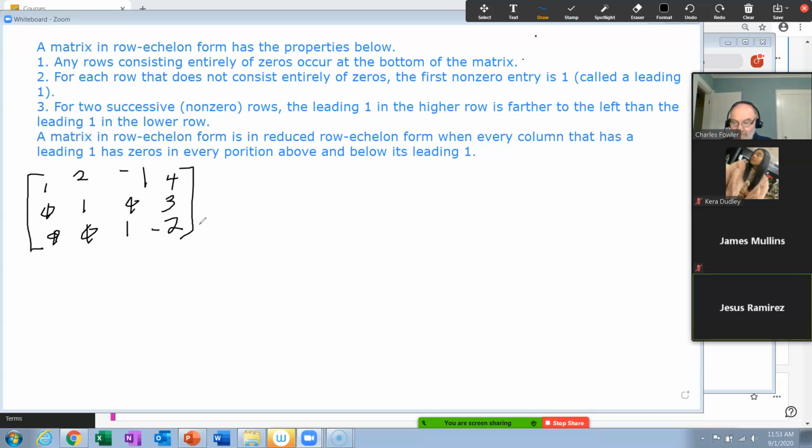Yes, it is, because there aren't any rows with all zeros, so that's okay. The first non-zero entry in this row is a 1, zeros below it. First non-zero entry in this row is a 1, zeros below that, and then the first non-zero entry in this row is a 1. Now, the ones step down left to right, here, here, here. Stair-step model. Row echelon form. Is this in reduced row echelon form?